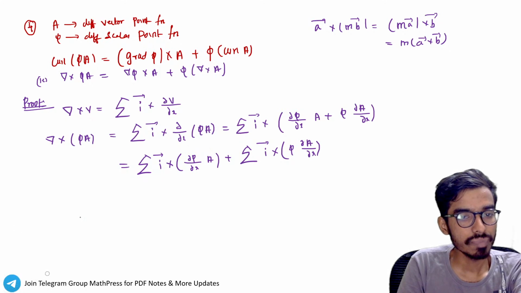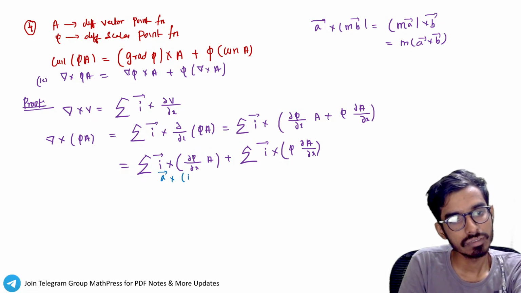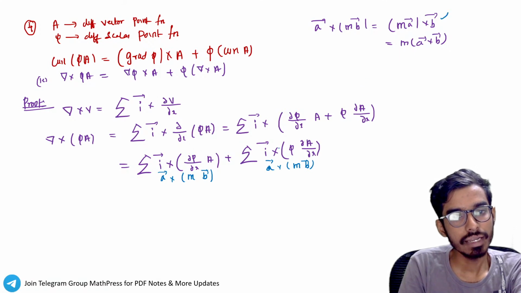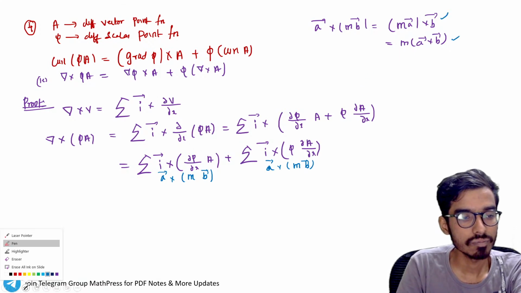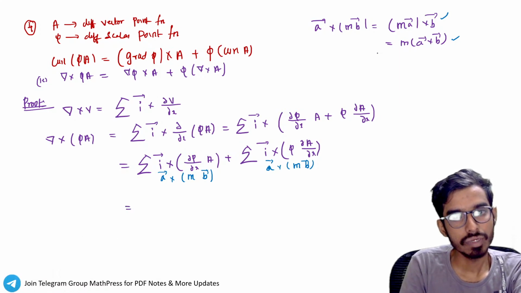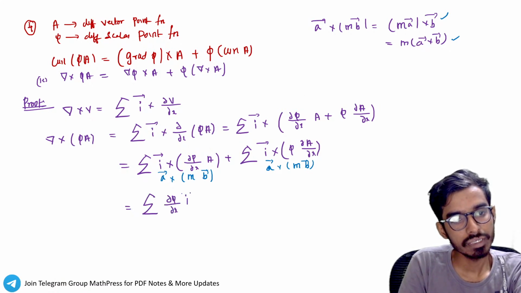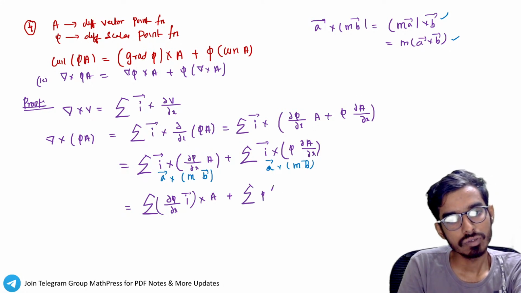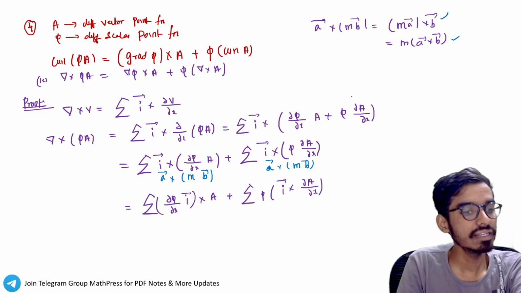So again, similarly, you can see A cross mB vector. Here I'm going to make use of this result, and here I'm going to make use of this result. So this will be mA cross B, summation m into A, so dou phi by dou x into i. So mA cross B, where here B is A. Plus here I'm going to make use of m into A cross B, so phi into i cross dou A by dou x. If you know this result, then the problem is very easy.